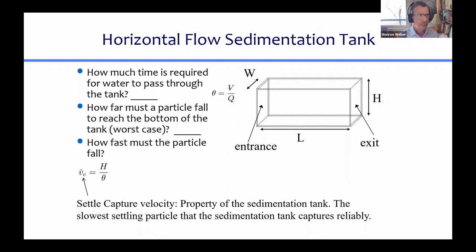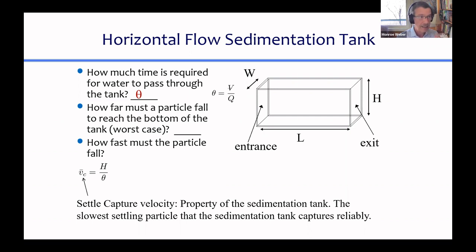Okay, so let's just do a little bit of math. How much time is required for the water to pass through the tank? Well, if we have a certain flow rate, and we know that this tank volume is W times H times L, if we take the tank volume and divide it by the flow rate, we get a time, theta. That's how long it takes for the water to move through the tank.